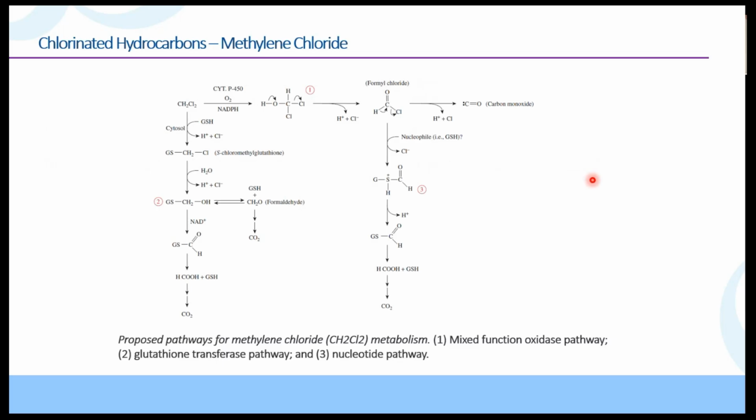Then moving on to the next chemical, sorry, this is still methylene chloride, and this is the pathway for the metabolism. So there are three pathways actually involved in the metabolism. First is the mixed function oxidase pathway, second is the glutathione transferase pathway, and third is the nucleotide pathway.